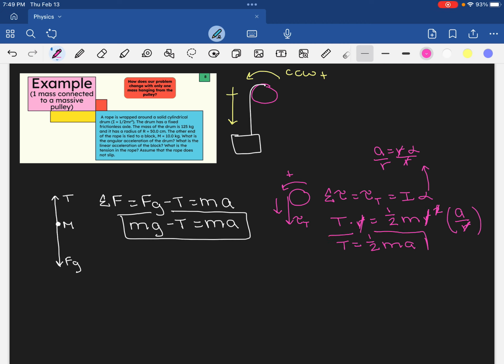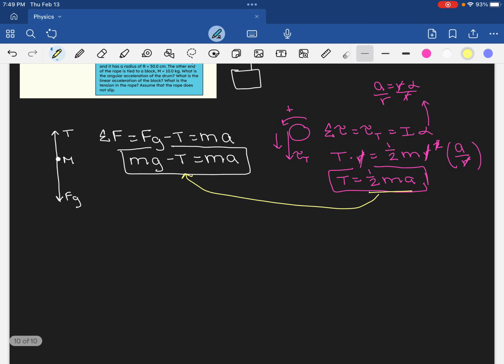So as we can see now, we still have two unknowns in our equations, but what we can do is go ahead and substitute in this equation right here into here for T, because those are going to be the same tensions. And then we can solve for our linear acceleration. So what is that going to look like?